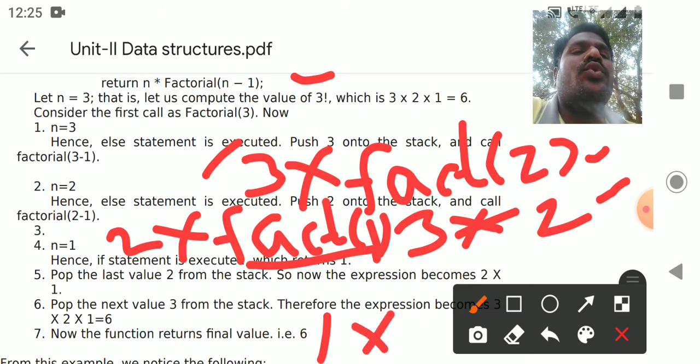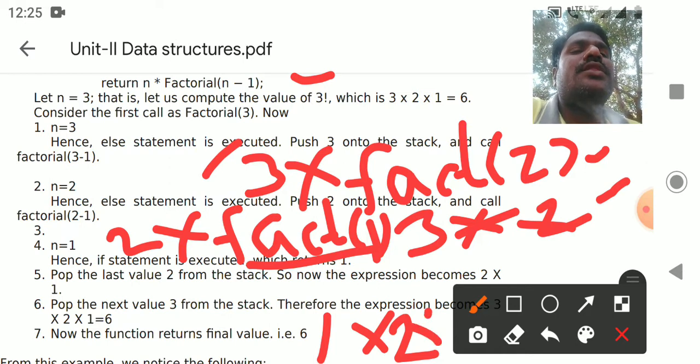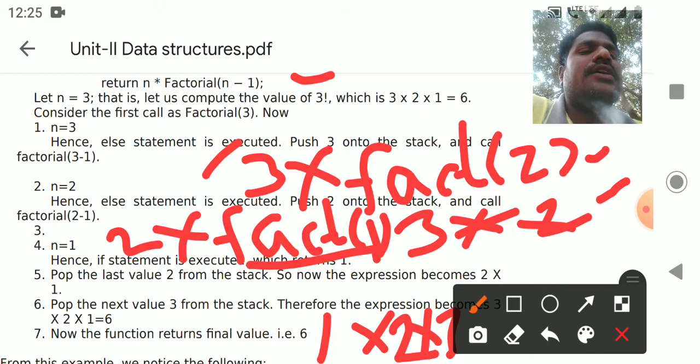Now, pop the last value. What is the last value here? 2 from the stack, 1 into 2, and the expression is 2 into 1. Now, again pop the next value. What is the next value? Now, 2 will be removed. What is the next value? 3. Now, 1 into 2 into 3. So, this is a recursive function.